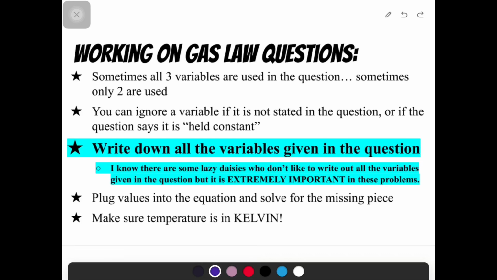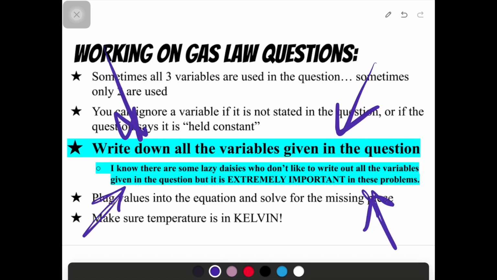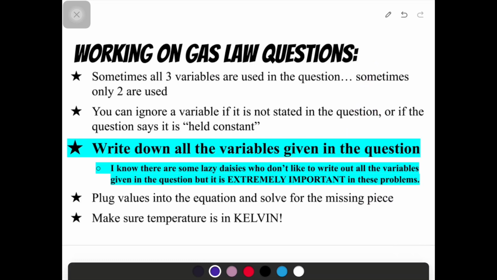The really important part here is that you write out your variables. I know some of us think, oh no, I could do it in my head, I got this. You're going to mess it up if you don't write them out. So save yourself the headache and just write them out when you see them in the question, the way I'm going to show you up next. Then once you have all those variables written out, you can just plug them into the equation and it's as easy as that.